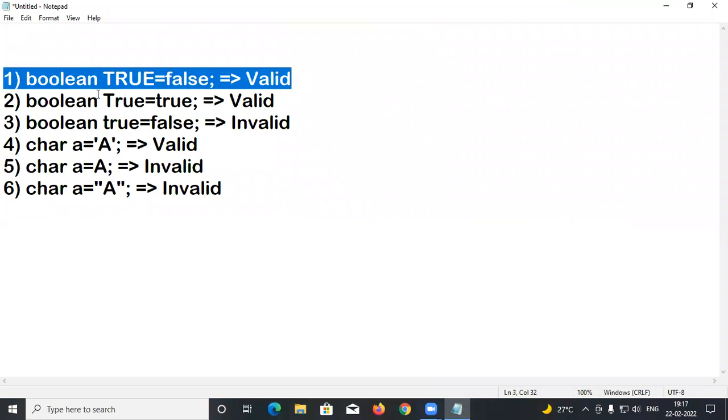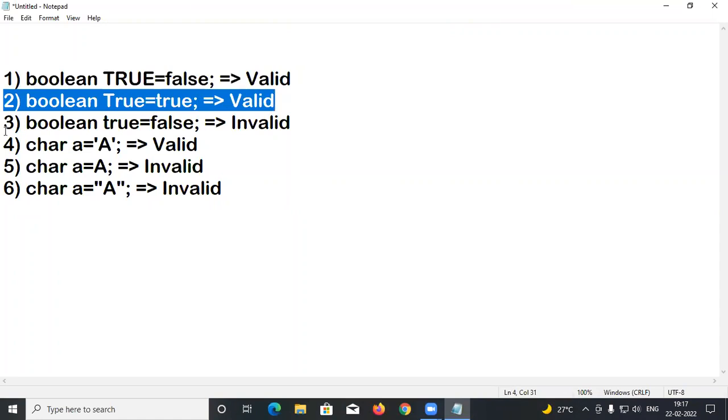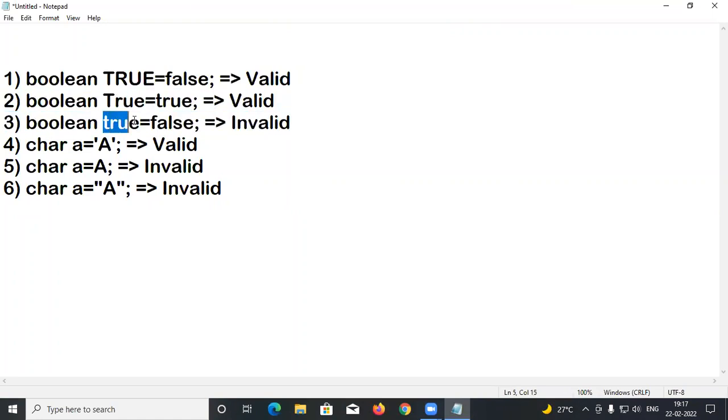Now see the first one. According to the identifier rule it is valid, and according to the literal rule it is valid. So the first one is completely valid. The second one also valid. In the third one, true is reserved. We should not use it as an identifier. That's why it is not valid. Next, this is valid. Here a character literal must be in single quotes, so it's an error. Not valid. Char a equal to "a", where I wrote double quotes, is also not valid.